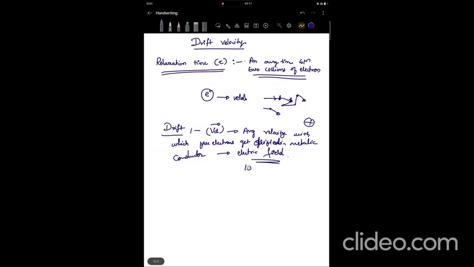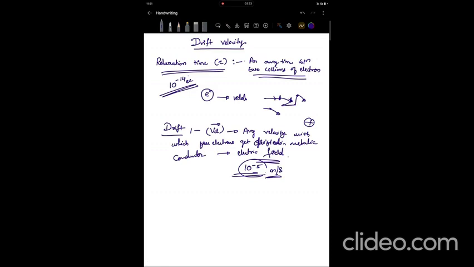The drift velocity of free electrons is in the order of 10 to the power minus 5 approximately. What about the relaxation time? Relaxation time is 10 to the power minus 14 seconds, and drift velocity is 10 to the power minus 5 meter per second.